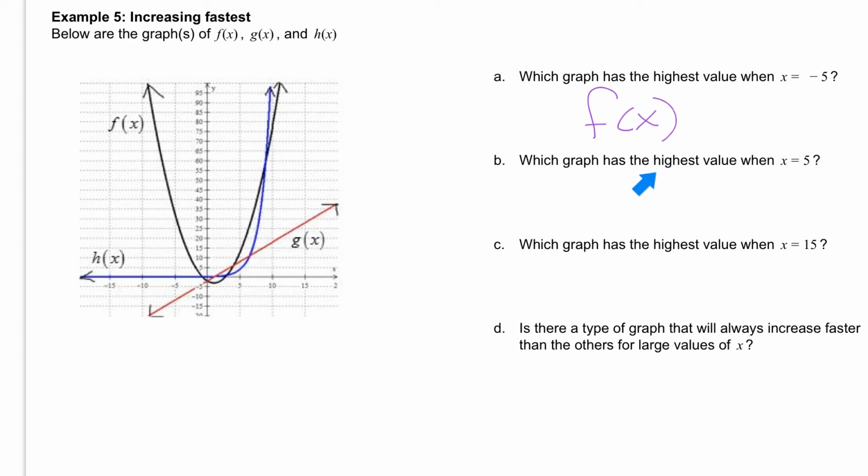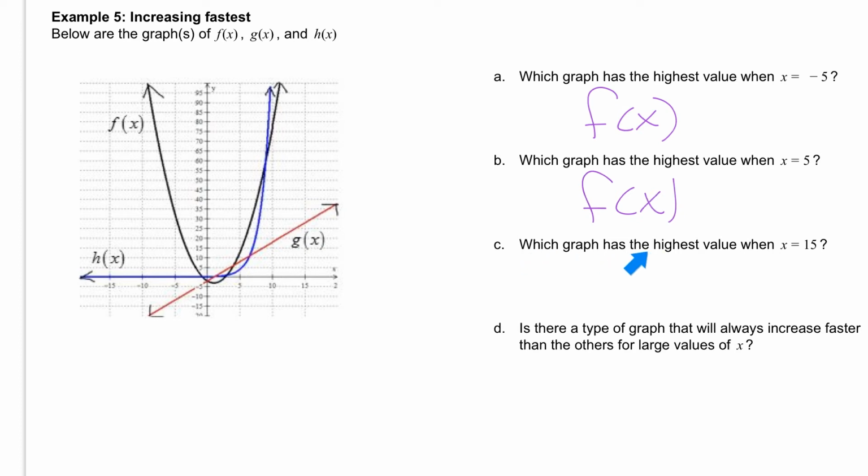And letter B, which graph has the highest value when x is equal to positive 5? So now we're coming here to positive 5. And if we look, our exponential function's right here on the bottom. It looks like it's just below 5. Then we get to our line, which looks like it's right below 10. And then we get to our quadratic function again, which right now is in between the 10 and the 15. So this quadratic is taller, higher than the linear and the exponential when x is 5. So for letter B, we can say that f of x has the highest value.